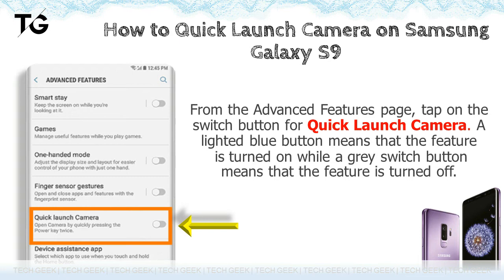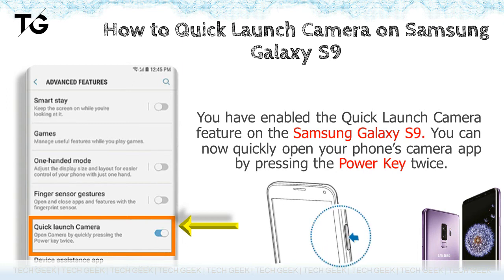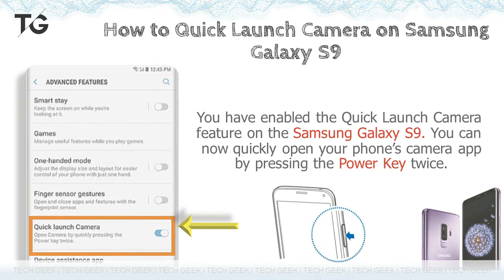A lighted blue button means that the feature is turned on, while a gray switch button means that the feature is turned off. That's it, you have enabled the Quick Launch Camera feature on the Samsung Galaxy S9. You can now quickly open your phone's camera by pressing the power key twice.